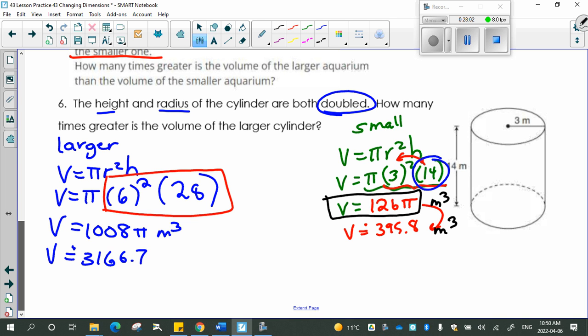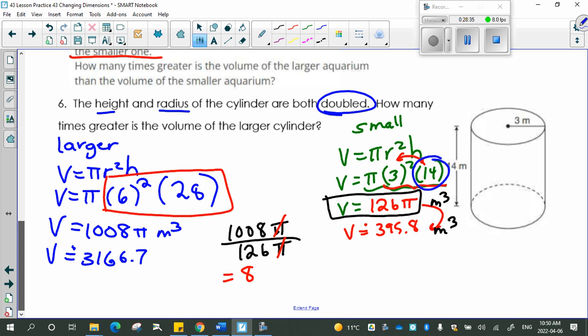Now, watch what happens if I divide 1008 pi by 126 pi. What happens to the pi's? What's pi divided by pi? Any number divided by itself? 1. So these guys cancel out, and all I have to do to calculate it is 1008 divided by 126 rather than using decimals, and you get exactly 8.